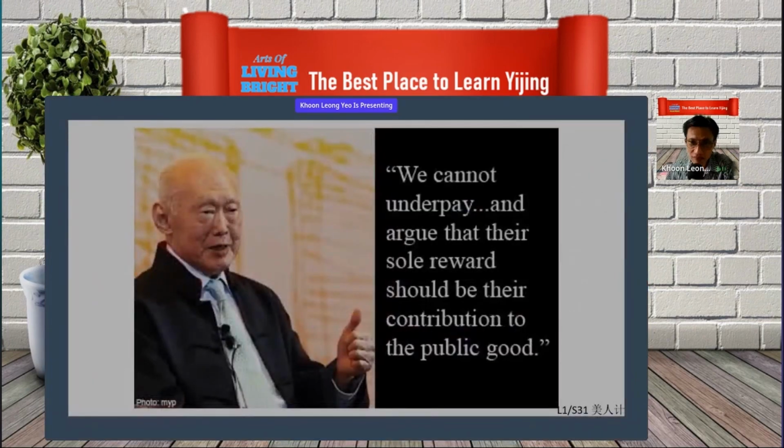So I believe that is why many years back, LKY suggested that we cannot underpay and then argue that their sole reward should be their contribution to the public good. I mean, to the MPs and to the ministers, especially ministers. We cannot underpay them because by underpaying them, we are making them easily succumb to 美人计 lor, right?